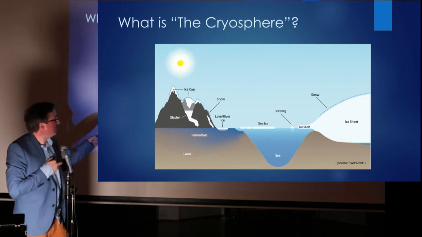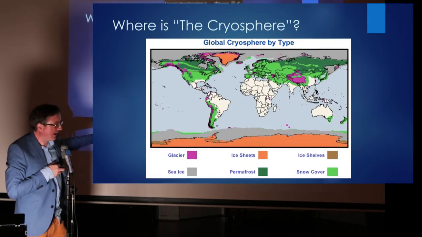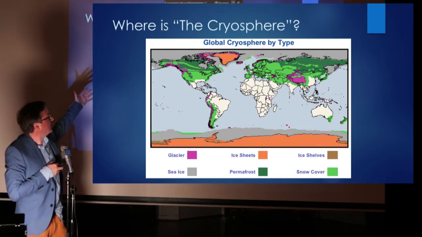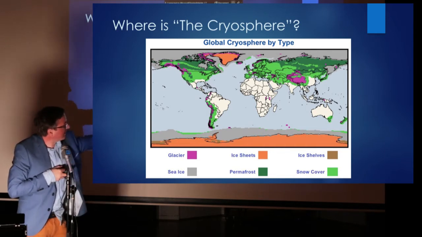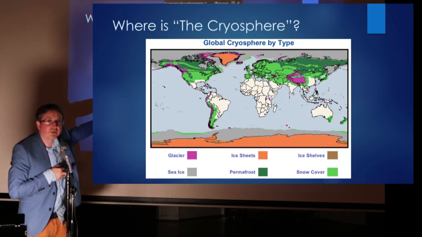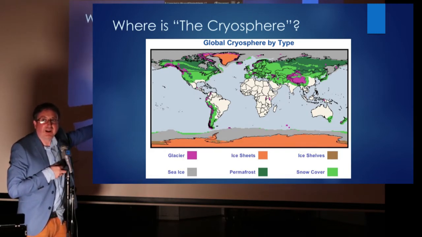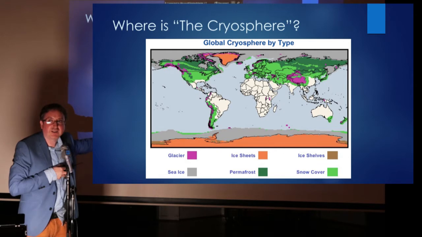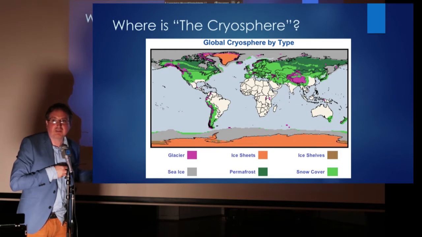If we move to the next slide, you can divide it up into glaciers, sea ice, ice sheets, permafrost, ice shelves, and snow cover. This is a map showing the average locations of where the different components are. The light green is where there is seasonal snow cover, so Europe and North America have a lot of seasonal snow cover. The dark green is what's called permafrost, where the ground is permanently below 0 degrees Celsius or 32 Fahrenheit.